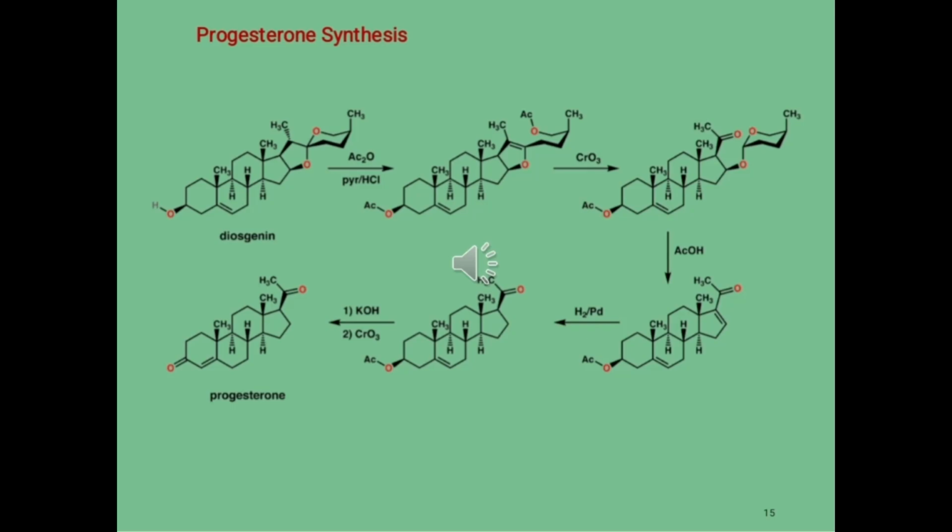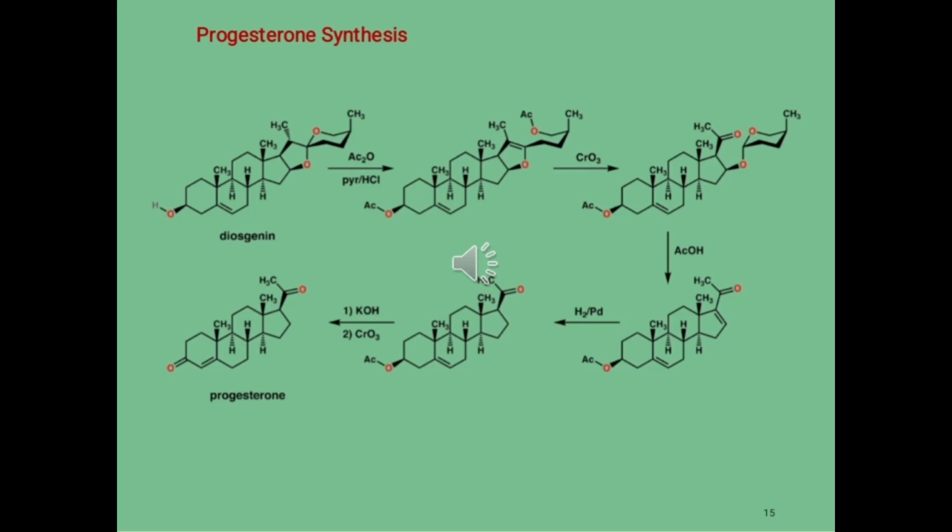The next molecule is one in which an acetyl group is present at the carbon 3 position, a double bond is present at the carbon 5 position, and an acetyl group is present at the carbon 17 position. This is the second last molecule, which is further treated, in the first step with alkali, that is potassium hydroxide, and in the second step with chromium trioxide. So the acetyl group is further converted into a carbonyl group at the carbon 3 position.